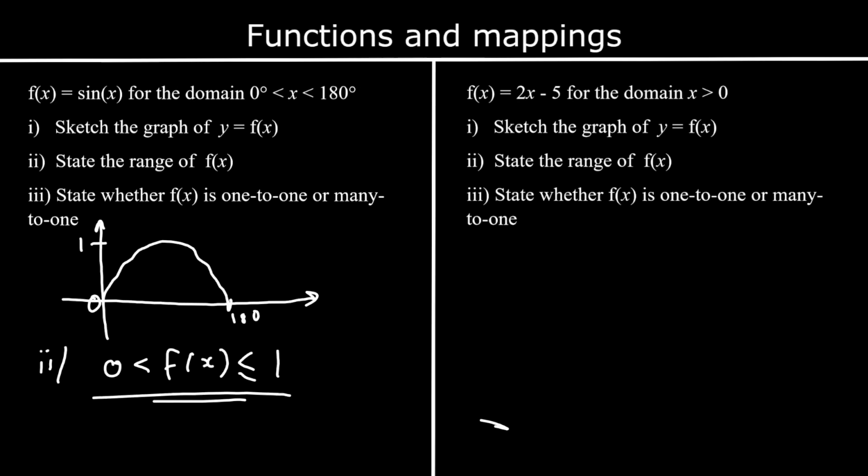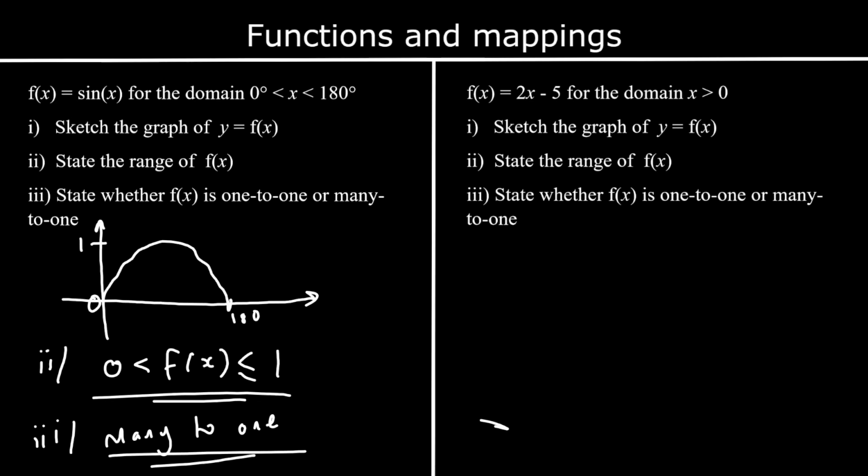State whether f(x) is a 1-to-1 or many-to-1 function. There's more than one way of getting the same answer. So sine 20 is the same as sine 160. Sine 80 is the same as sine 100. So there's more than one way of getting the same answer, so it's many-to-1. You can draw a horizontal line through the graph and intersect twice.